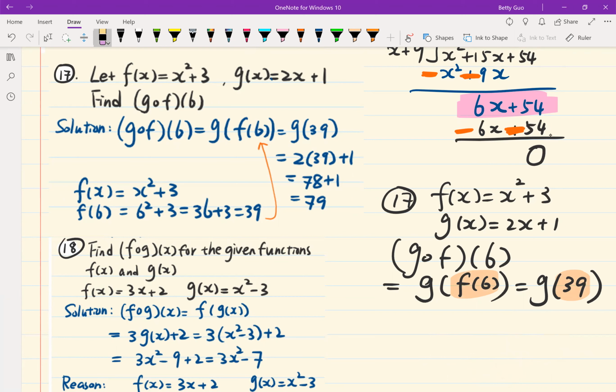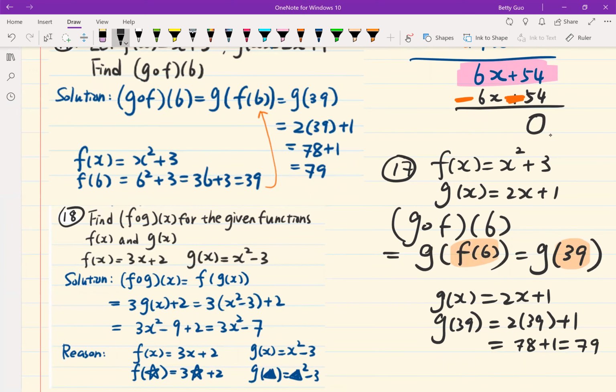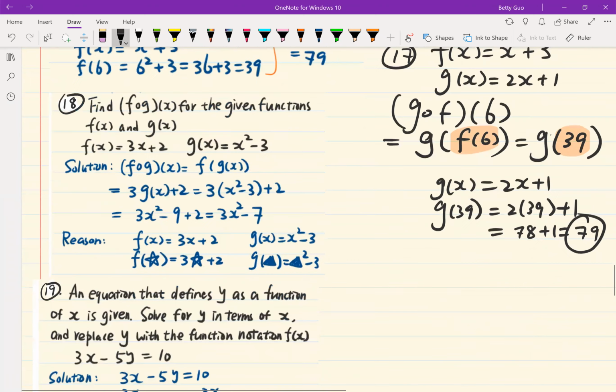Now we are looking for g of 39. Function g is 2x plus 1. G of 39 would be 2 times 39 plus 1. 2 times 39, use your calculator. That will give you 78. Plus 1, you will have 79. So g of 39 equals 79. That will be the final answer for number 17.